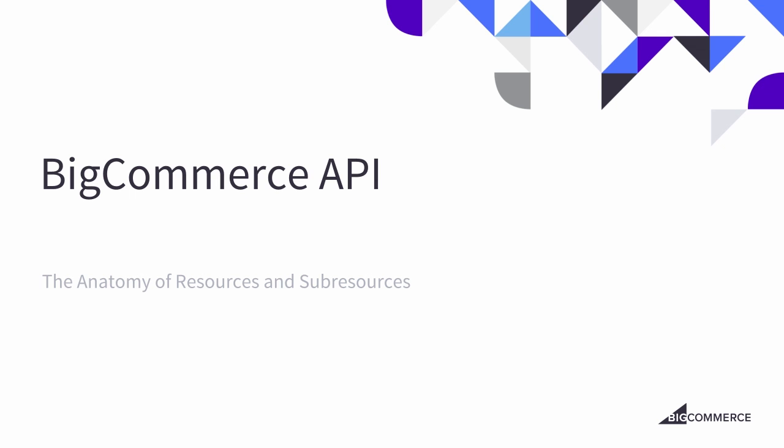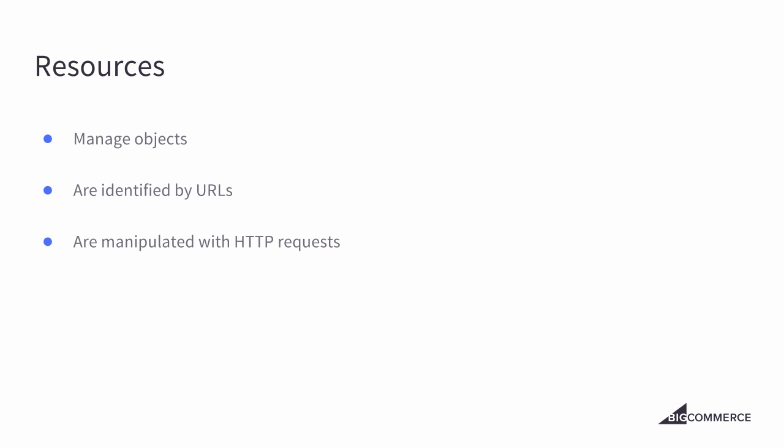Hello again. In this video, we're going to look at how resources and sub-resources in the BigCommerce API are organized. A resource manages objects like products, orders, customers, banners, and blog posts, just to name a few. Resources are manipulated with HTTP requests. The resource being manipulated is identified by the URL used to reach it.